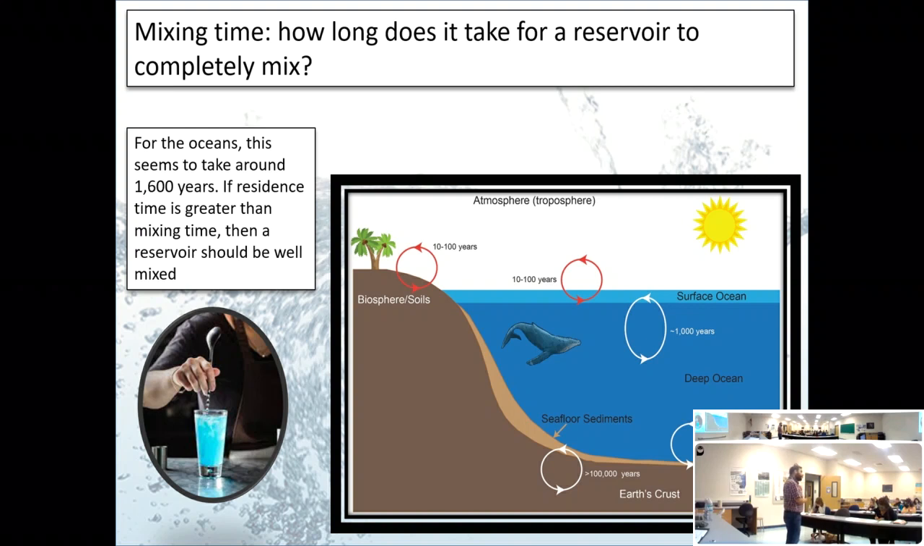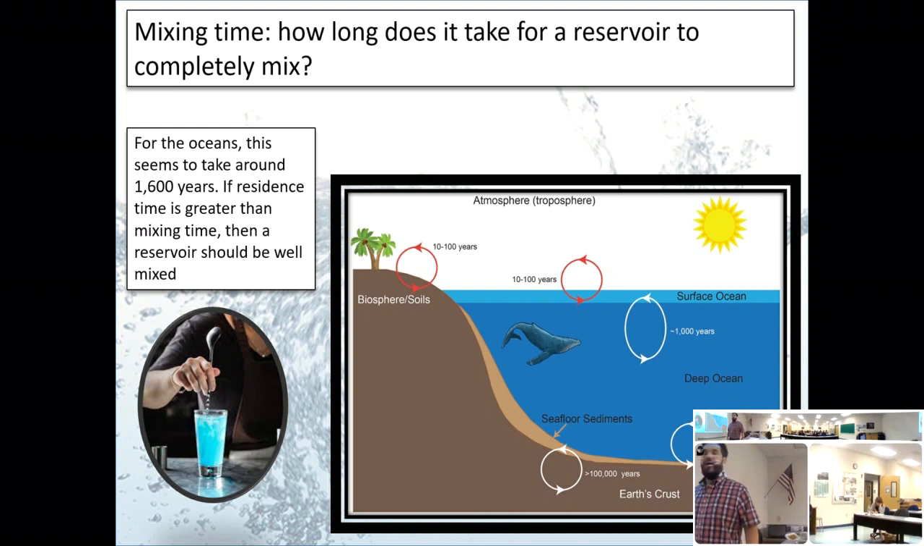So if you meet an H2O molecule in the ocean, either today or later, and you ask it, how long have you been in this ocean for? It will say, on average, 1,600 years. Okay. So that's the mixing time, that's how long it takes the ocean to actually mix and churn. So it takes about 1,600 years to mix ocean water.